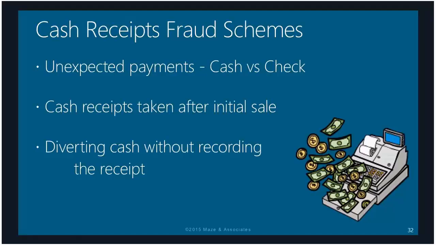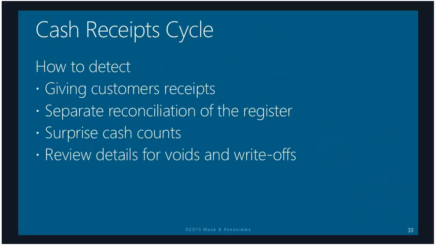So some ways to detect these things: make sure that there is a policy for giving customers receipts, separate the reconciliation of the register, perform surprise cash counts, and review details for voids and write-offs. Basically, with surprise cash counts in particular, a lot of times, especially with unexpected cash receipts, that's going to be very difficult to detect.